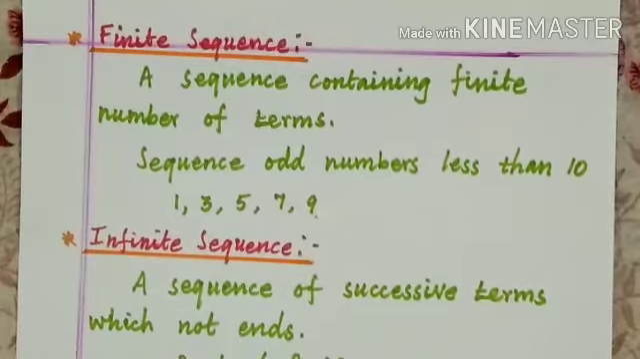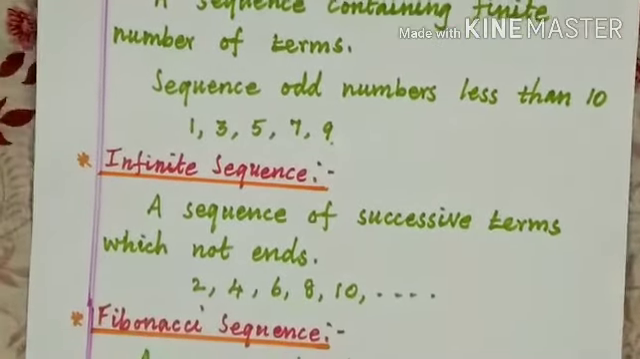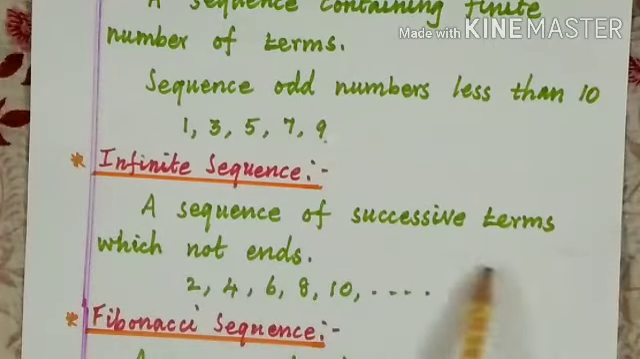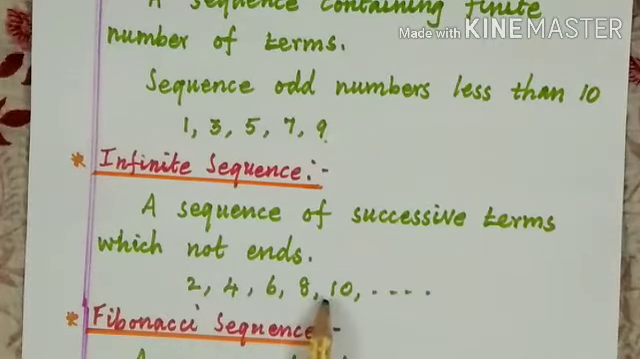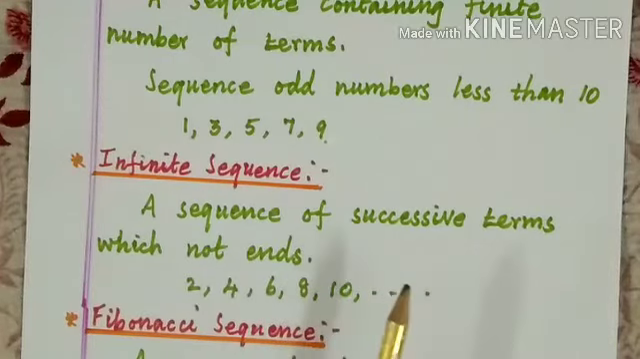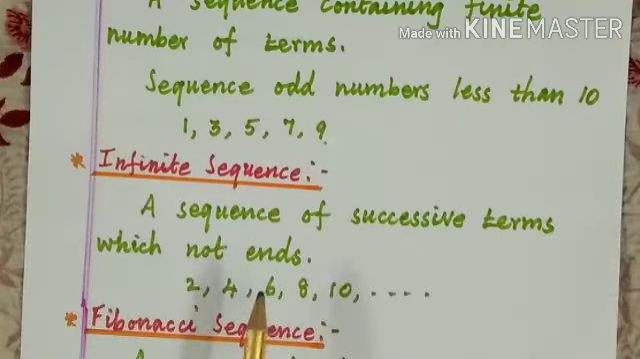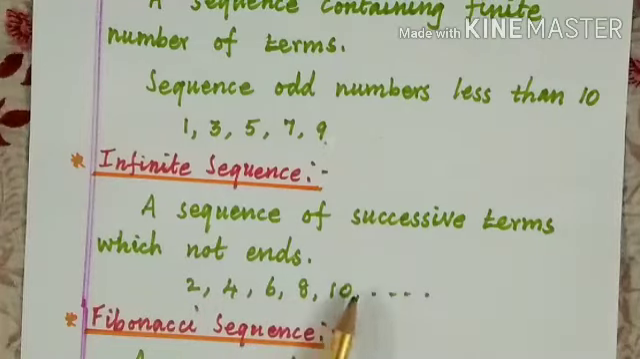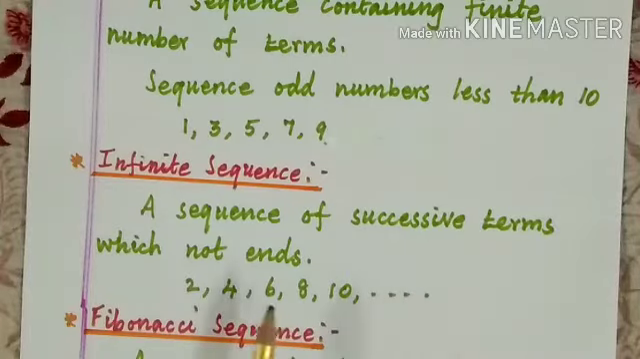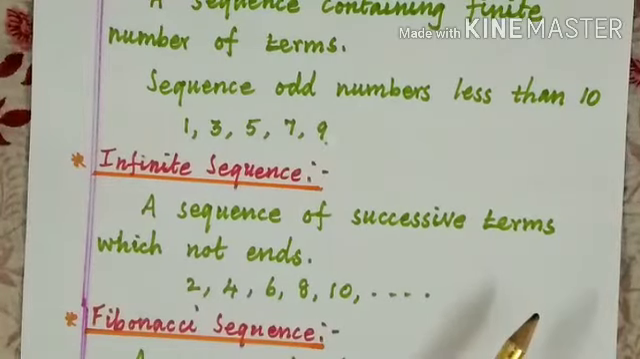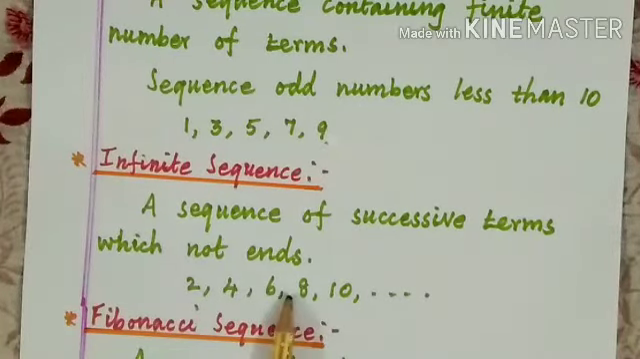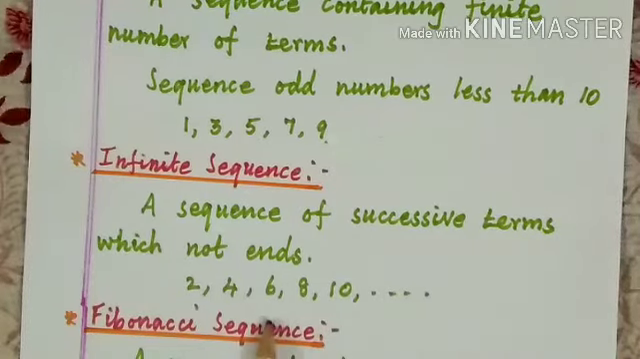Next heading, we see infinite sequence. A sequence of successive terms which does not end. That is 2, 4, 6, 8, 10 and so on, shown up to infinity. This sequence has no end term. So we call this an infinite sequence.